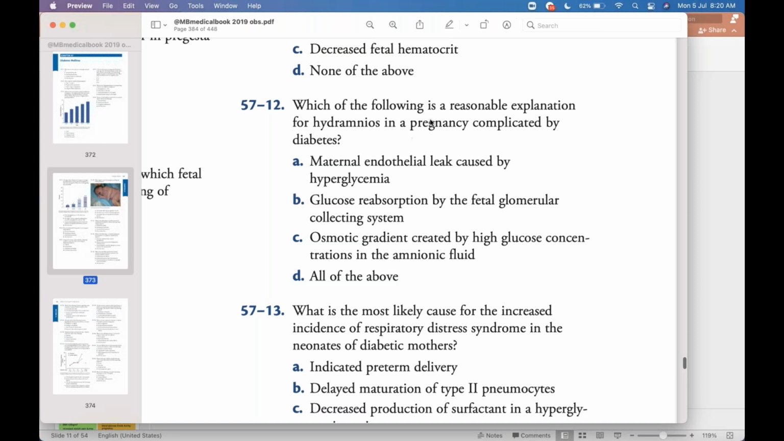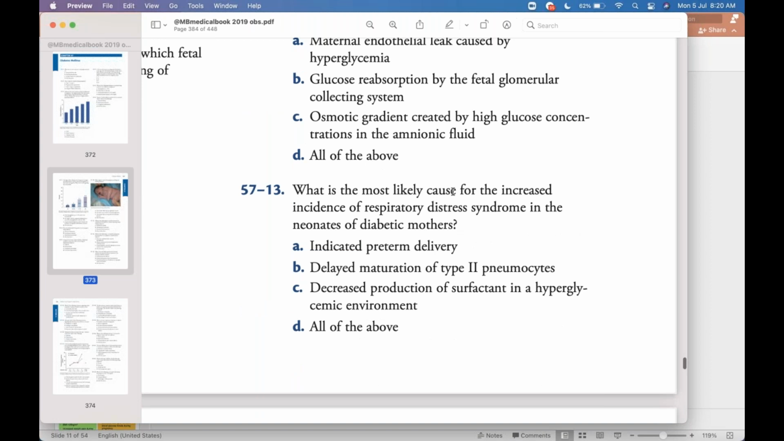What is a reasonable explanation for hydramnios in a pregnancy complicated by diabetes? So now this is GDM. Now this is pregnancy with diabetes. So what will be the reason? Yes, absolutely right. Osmotic gradient. We just studied this.